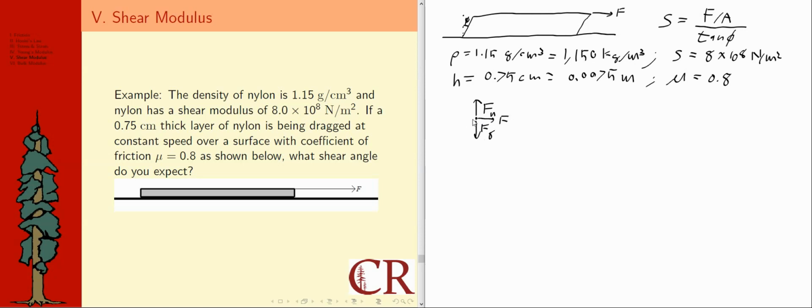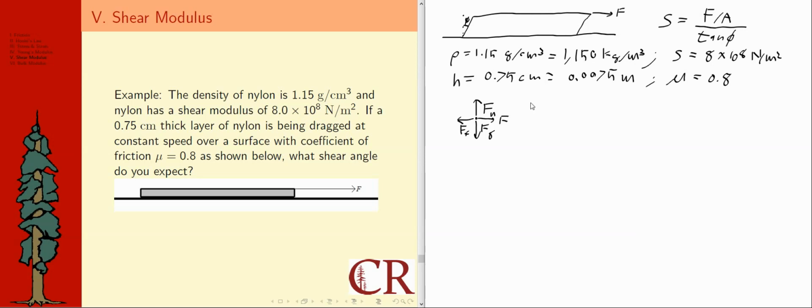And there'd have to be a force of friction, which, given the fact that this layer is described as being dragged at constant speed, I think that force of friction, just like normal force balances the weight force, the force of friction must balance the applied force.